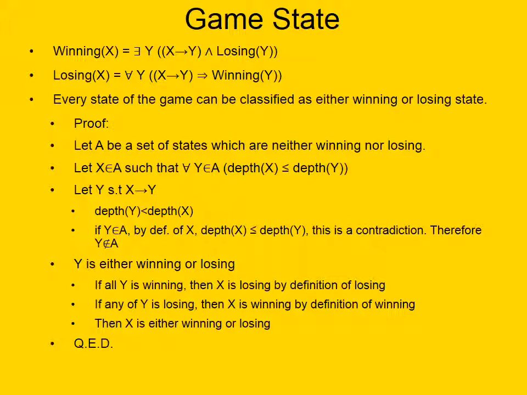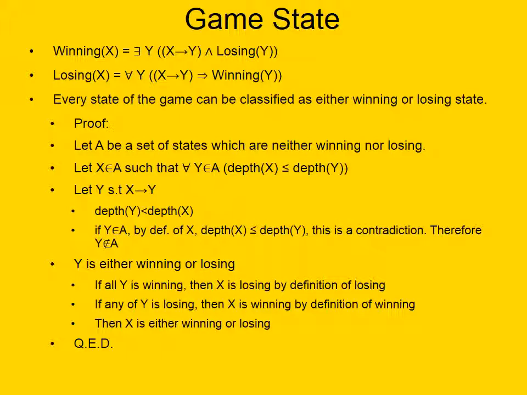Here's the proof. Let A be a set of states which are neither winning nor losing. Let X be an element of A such that for all Y elements of A, depth X is less than or equal to depth Y. Let Y be a possible next state of X. Then depth Y is less than depth X. If Y is an element of A, by definition of X, depth X is less than or equal to depth Y. This is a contradiction.